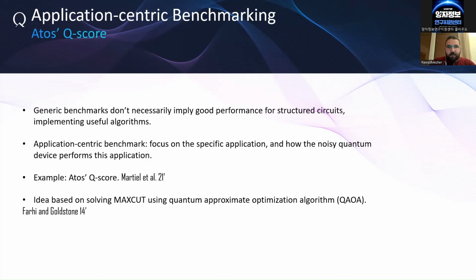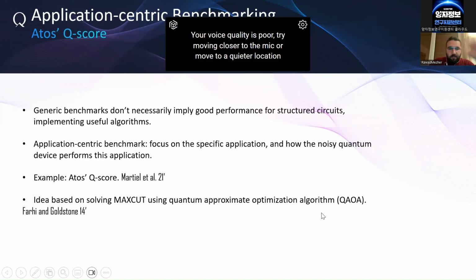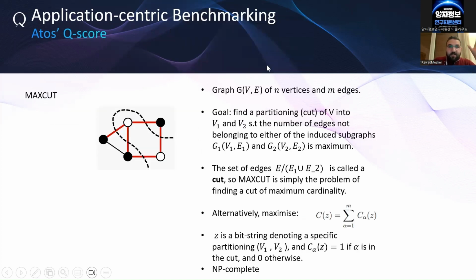The main goal is that you focus on a specific application and you want to know how this noisy device performs this application. So one example is what's called the Atos Q-score. And the idea is you're solving max cut using a specific quantum algorithm, which I'll explain, the QAOA, on a quantum device. So this is the idea of the Q-score. And so I'll go into detail about what I mean now. So max cut is a specific problem, which is why the benchmark is application-centric, because it's focused on a specific application. So what is max cut?